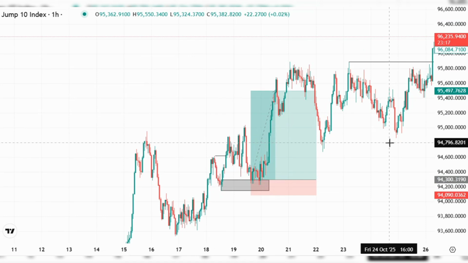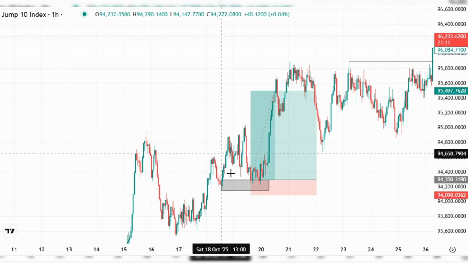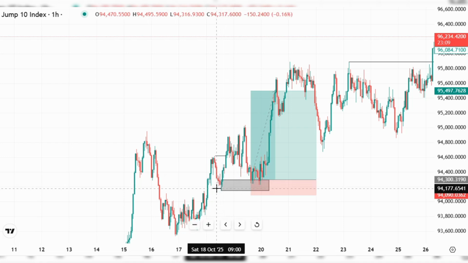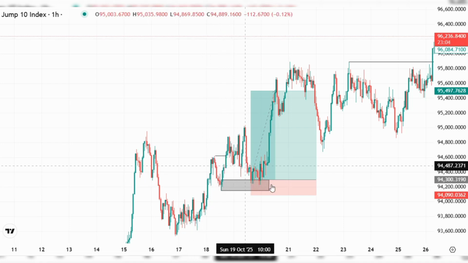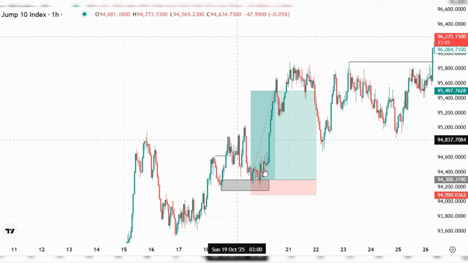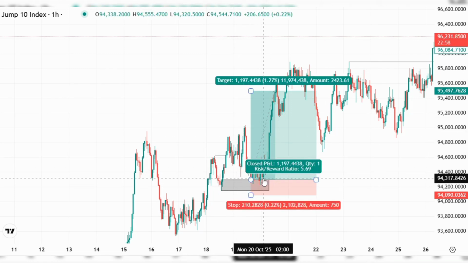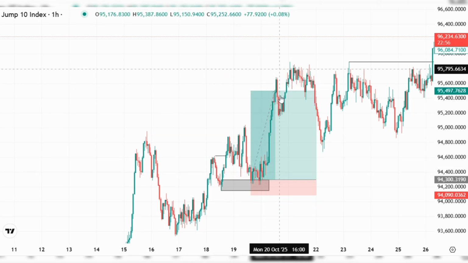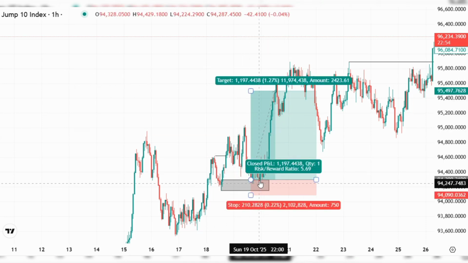Now, let me recap again. For you to know a valid order block, number one, it must cause a break of structure and it must have an imbalance. Number three, price should leave aggressively, that means with huge momentum. And number four, price should come back to mitigate it cleanly, then we see the huge push upward.